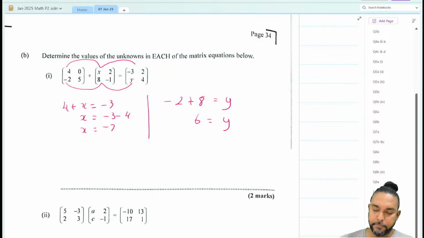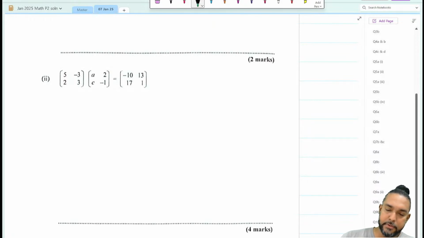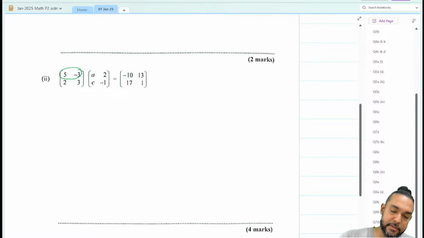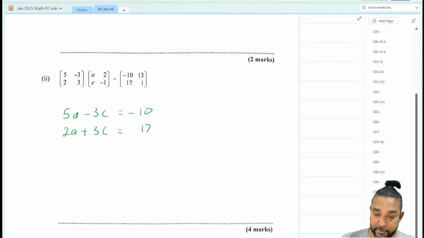Cool. And then down here, we have multiplication. So we have 2 unknowns, so we need 2 equations. All right, so let's multiply this by that. So we have 5a minus 3c, and that's going to be equal to minus 10. Right? And then let's do 2a plus 3c is equal to 17. Let me double check. 5a minus 3c is minus 10. 2a plus 3c. Right. So what we'll do is we'll add these two together.